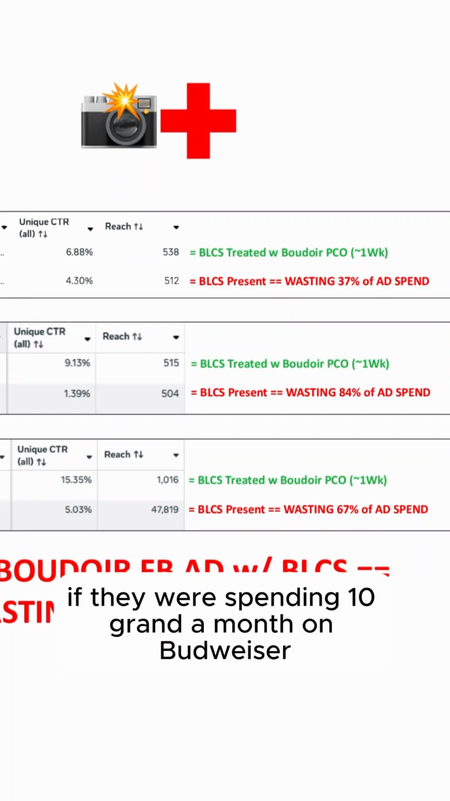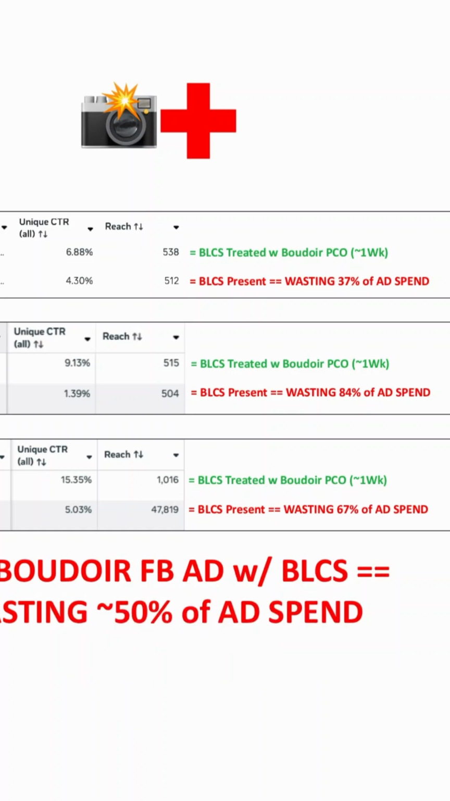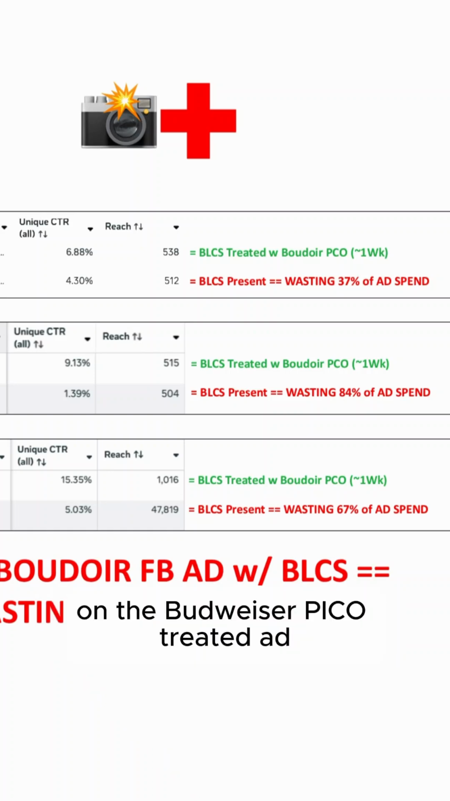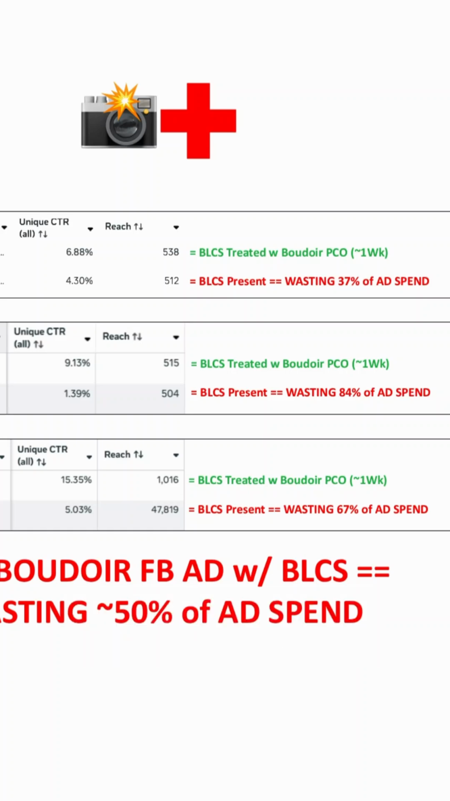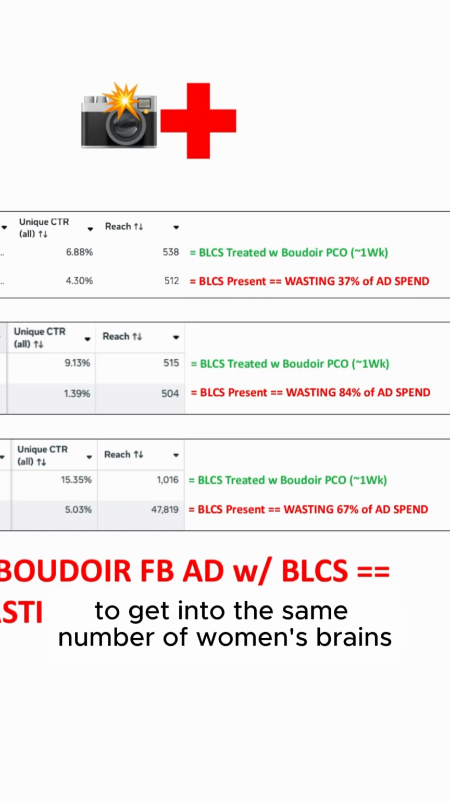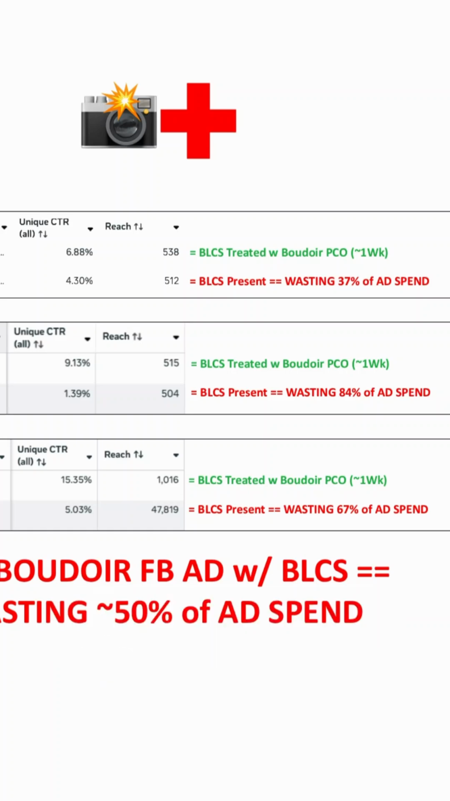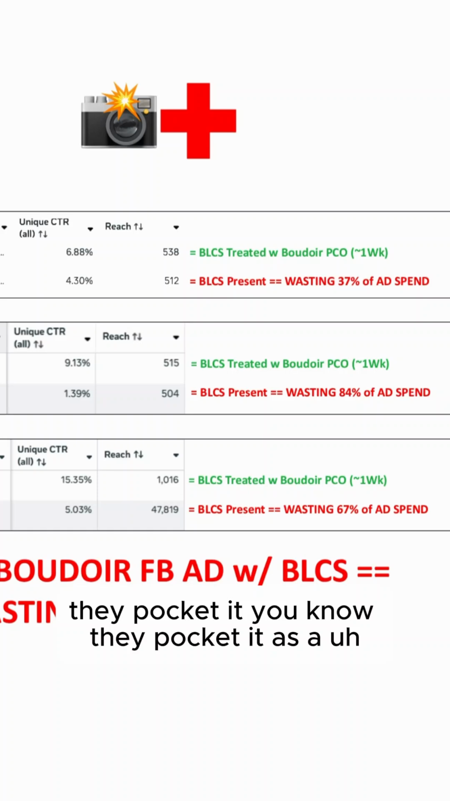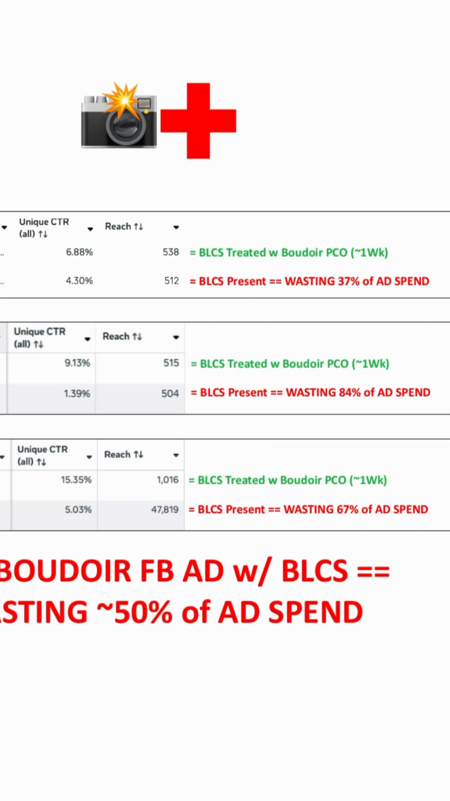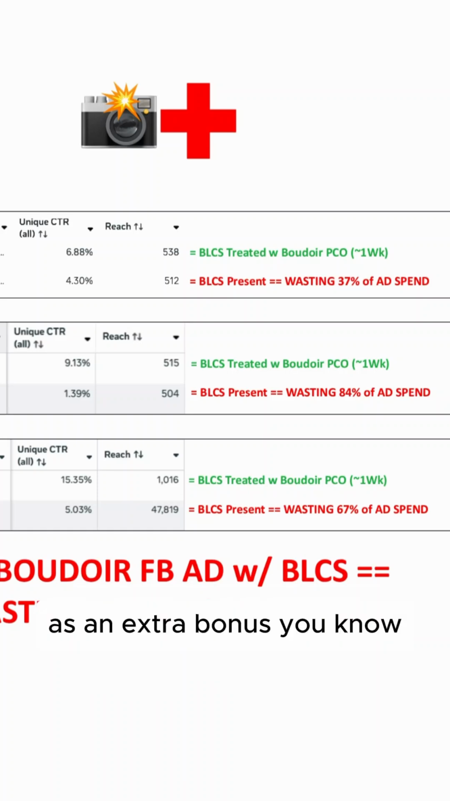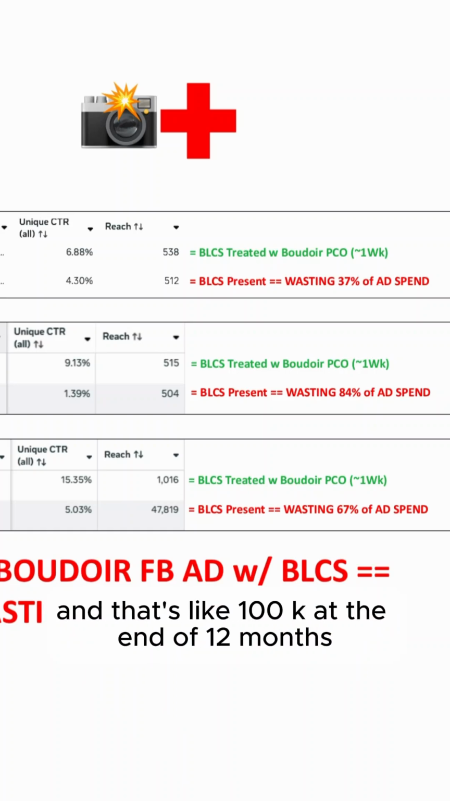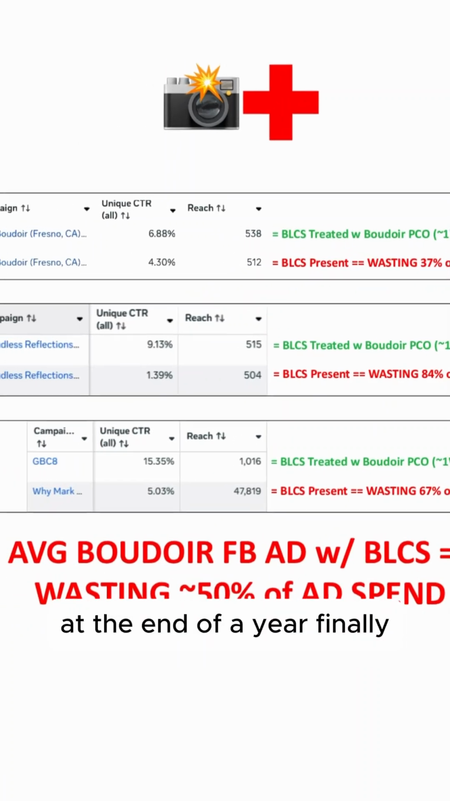So if they were spending 10 grand a month on Boudoir Facebook ads, that means they now only need to spend 1.6 grand a month on the Boudoir Pico treated ad to get into the same number of women's brains. That's the power of Boudoir Pico. So $8,400 a month, they don't even have to spend it anymore. They pocket it. They pocket it as an extra bonus, phantom bonus, because it's not being spent. And that's like 100K at the end of 12 months, at the end of a year.